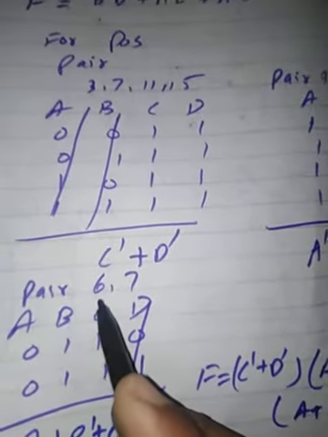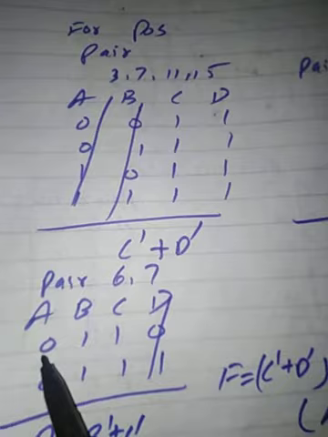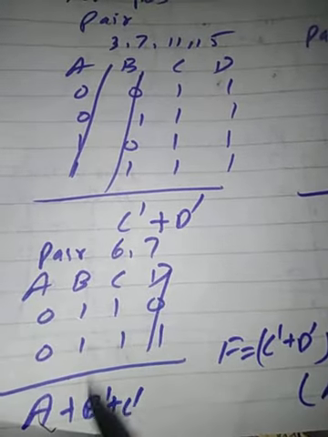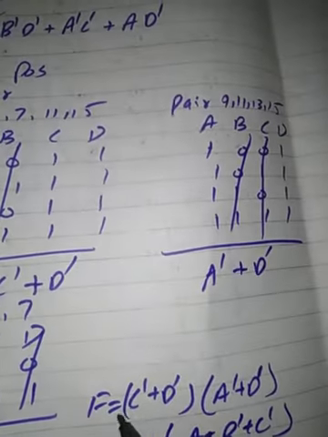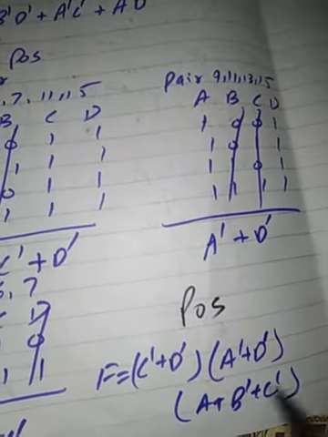Your last is 6, 7. So write down the binary. Different are cancelled. So A is 0, so A simple plus B complement plus C complement. Final answer is, write down all these as a POS. Your expression is POS, product of sum. Hopefully you can understand it.